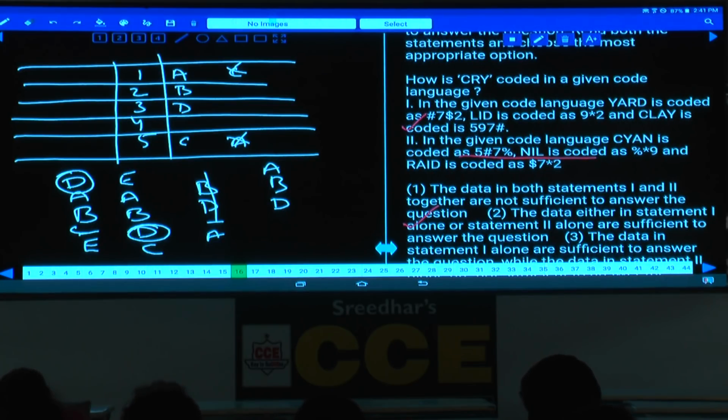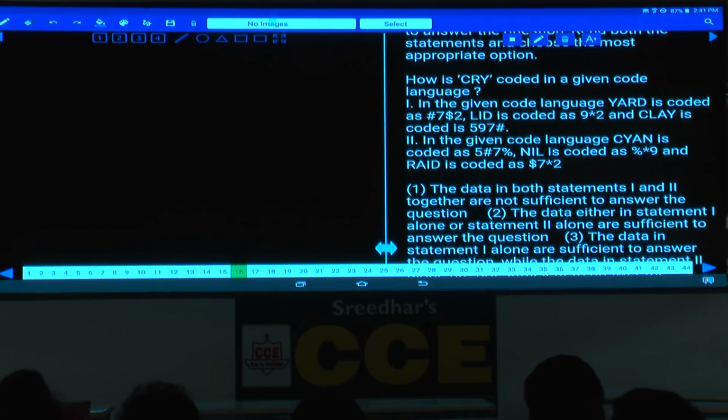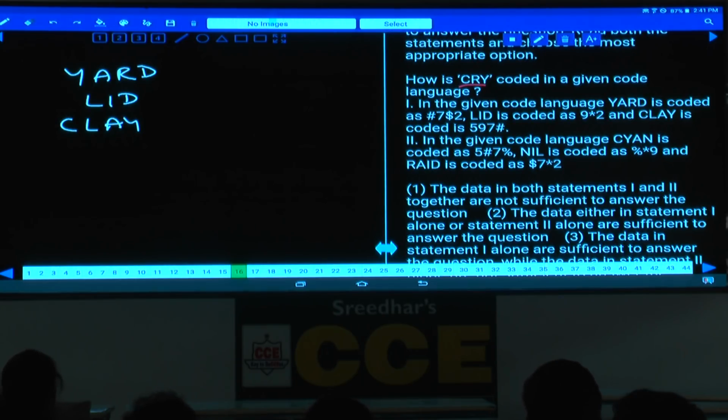Then the 16th one. Now question number 16: what is the code for the word cry? In the given code language, yard is coded as, lead is coded as, and clay is coded as. Yard, Y-A-R-D, and the next one is L-E-A-D, lead. Lead is common, and next one C-L-A-Y, clay, is common. Now clay is common here. Then yard, Y-A-R-D, and lead: the last letter is D in these two cases.